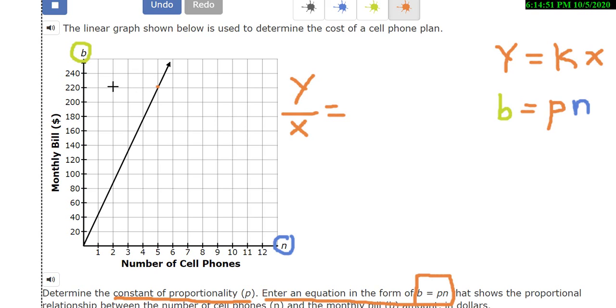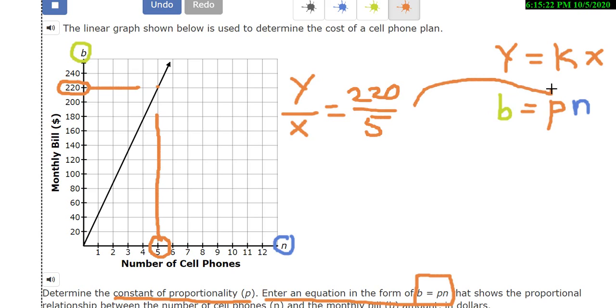All right, so what numbers is that? That's 220 for the Y part, and for the X part it's 5. So it's 220 divided by 5. Now you can reduce that, or you can just leave it like that. I want to put this in there for my constant of proportionality. We're not putting it like this; we're using these variables right here. We can use either 220 over 5, or we could just use 44, because 220 divided by 5 is 44. I'll just use 44 to speed things up a little bit.